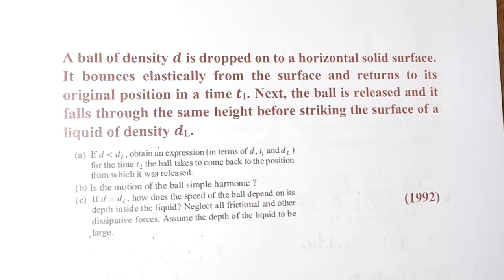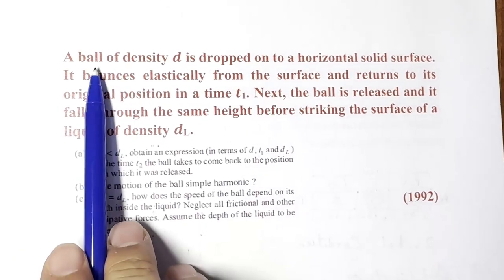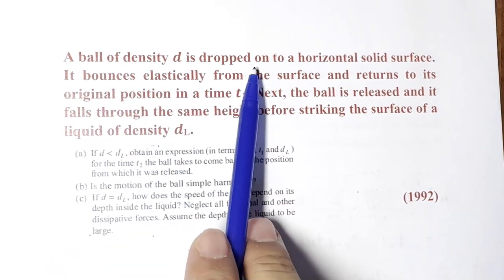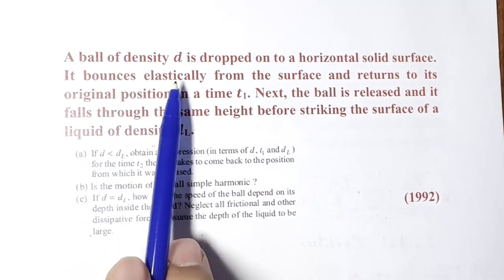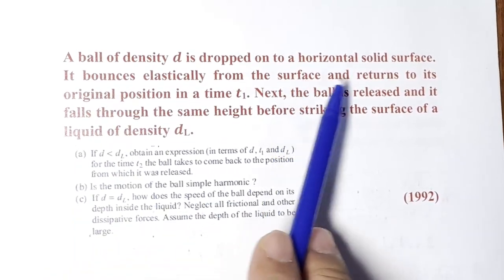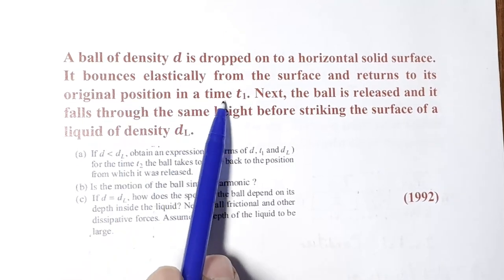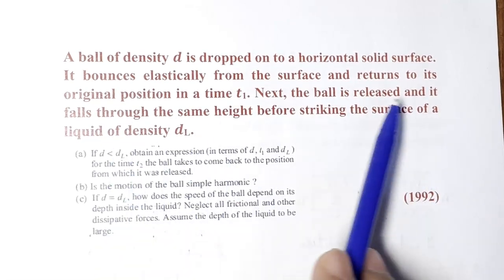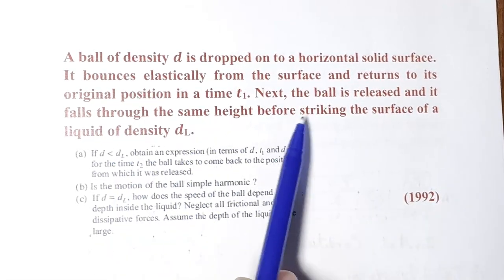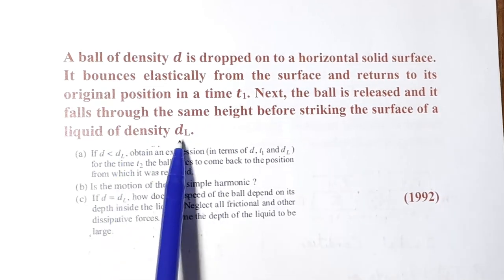Hello friends, today's question. A ball of density d is dropped on a horizontal solid surface. It bounces elastically from the surface and returns to its original position in time t1. Next, the ball is released and it falls through the same height before striking the surface of the liquid of density dl.